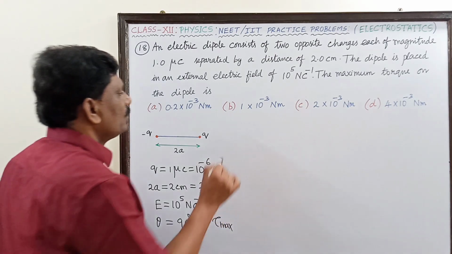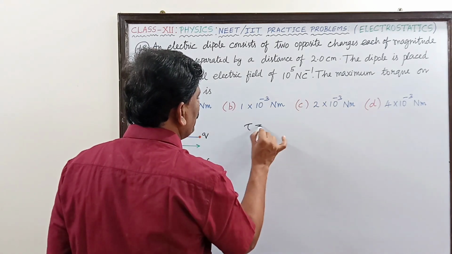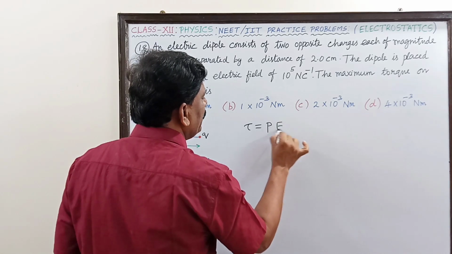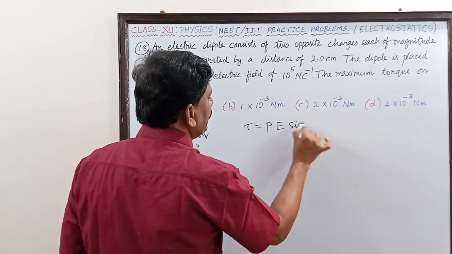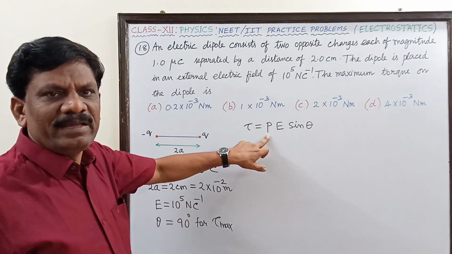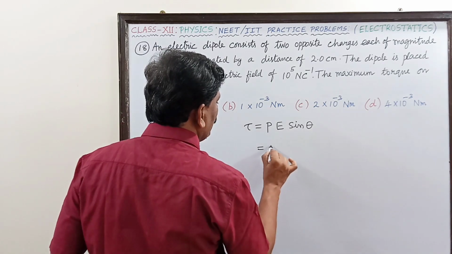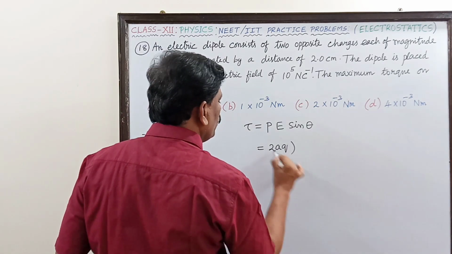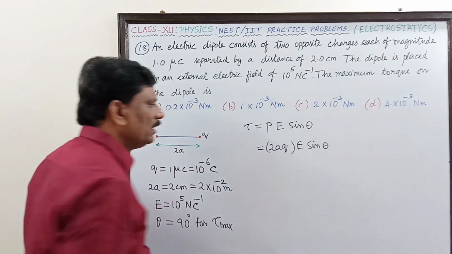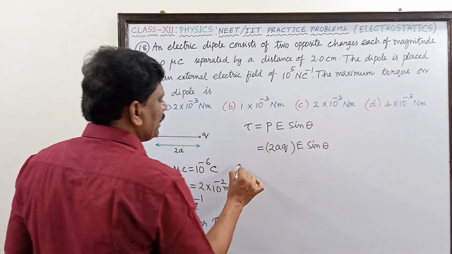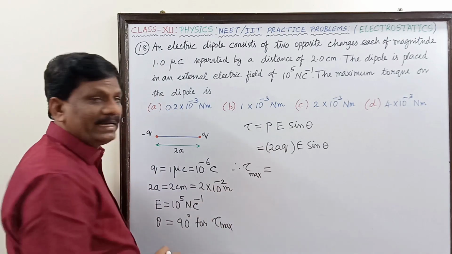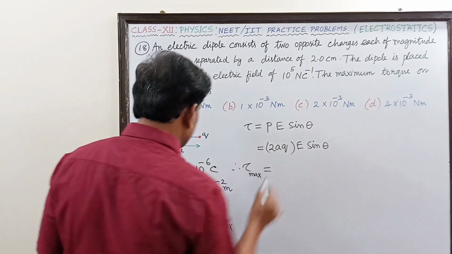So the general expression is what? The magnitude of the torque is equal to P E sin theta, where P is the electric dipole moment, and that is equal to 2a into Q into E into sin theta. So when will the torque be maximum? The magnitude of the maximum torque is given by tau maximum, that is equal to 2a into Q into E.